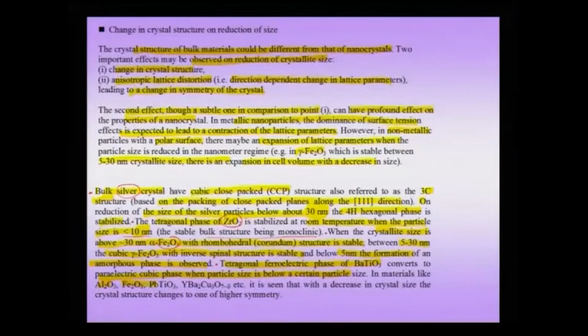Other examples which have been studied in literature include materials like alumina, Fe2O3, PbTiO3, yttrium barium copper oxide, where with a decrease in crystal size, the crystal structure changes to one of higher symmetry. So, this change in crystal structure with reduction in particle size is not restricted to the few examples we have considered here.